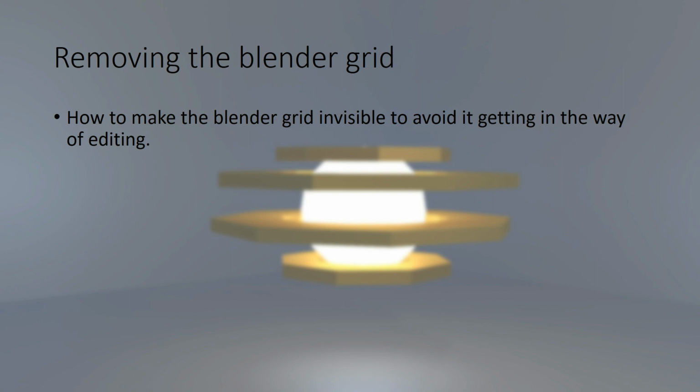In this lecture, I'm going to show you how you can remove the Blender grid. Sometimes if you're working with a very big object, the Blender grid might get in the way, in the same way that the 3D gizmo could also get in your way when you're editing larger objects. So let's have a look at how we can get rid of the Blender grid. Not delete it as such, just make it invisible, like we would make an object invisible.